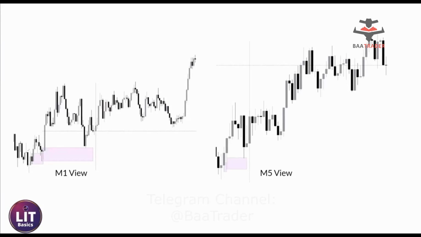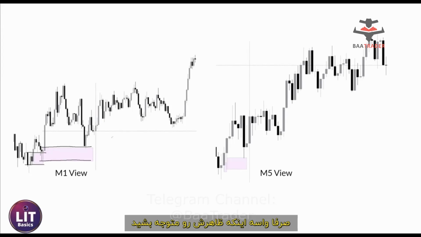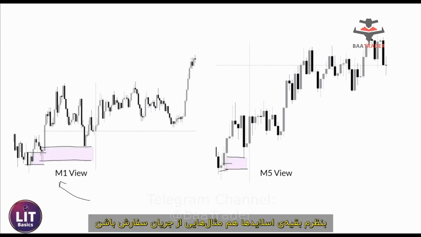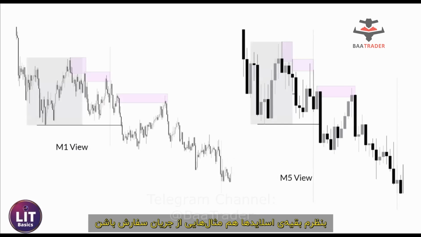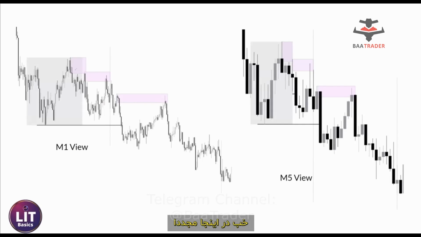Again, this is just an example of order flow, just so that you understand what it looks like. This is what it looks like on M5. This is what it looks like on M1. I think the rest are just examples of order flow. So here, again, we leave our imbalance, we come up, we fill that, we leave our imbalance, we fill it, we leave our imbalance, we fill it, we leave our imbalance, and we fill it.